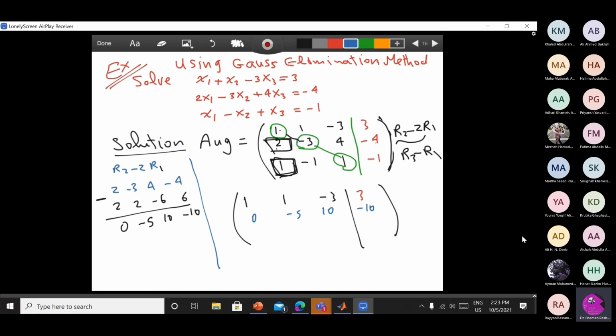Let's go for R3 minus R1. R3 is 1, minus 1, 1, minus 1, subtracted by R1, which is 1, 1, minus 3, 3. When you subtract, 1 minus 1 is 0.